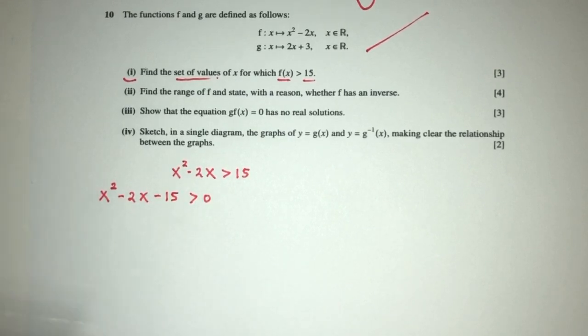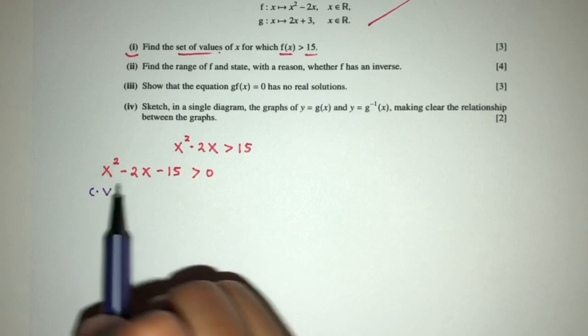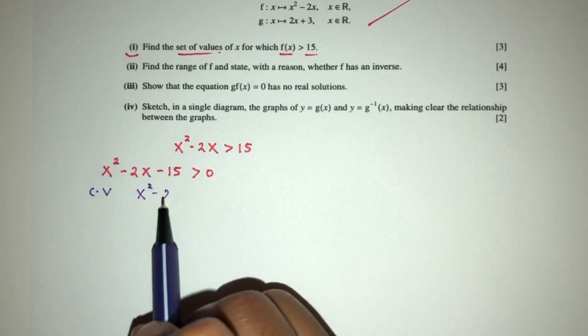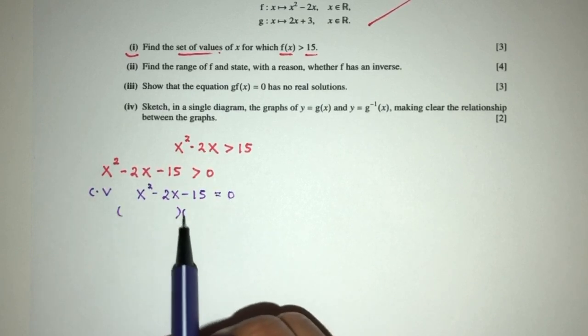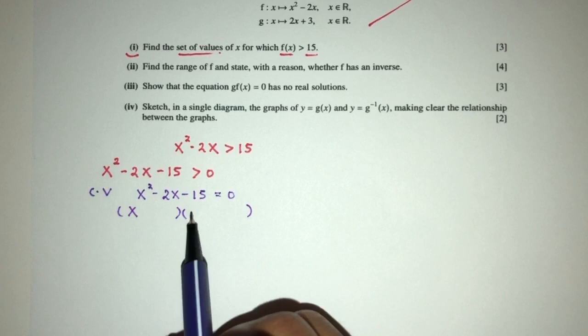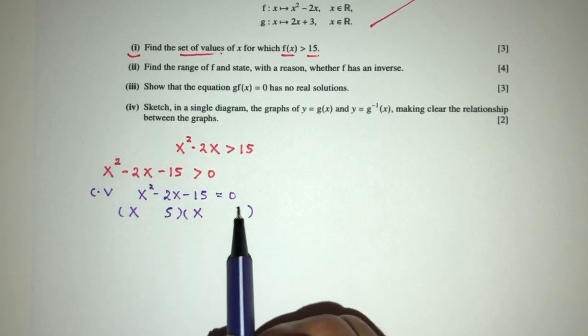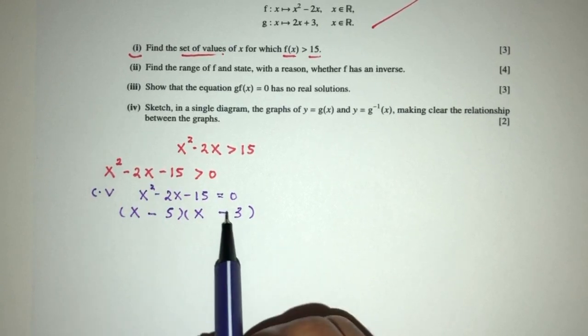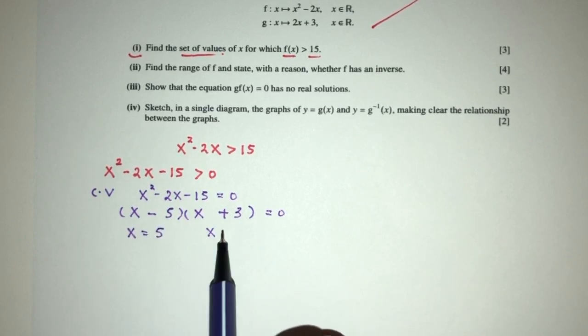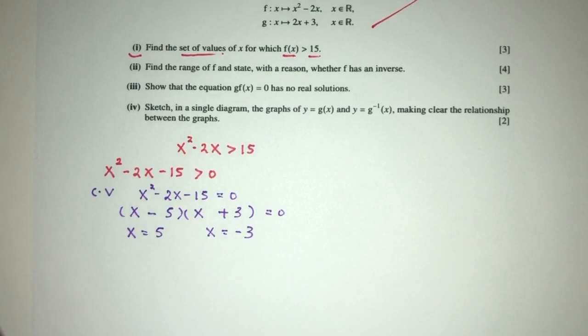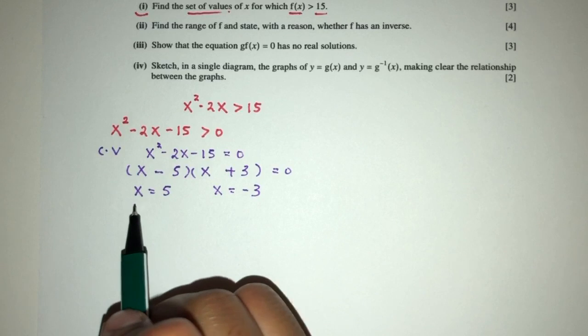So now we have to find the critical values of x. That will be the same thing, we just have to equate that to 0. That will be (x minus 5)(x plus 3), since 5 times 3 is 15, and minus 5 plus 3 is minus 2. x will be 5, x will be minus 3. So here we have those critical values.